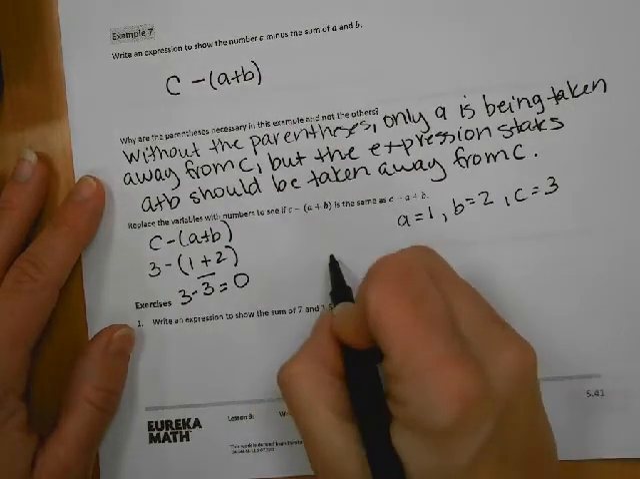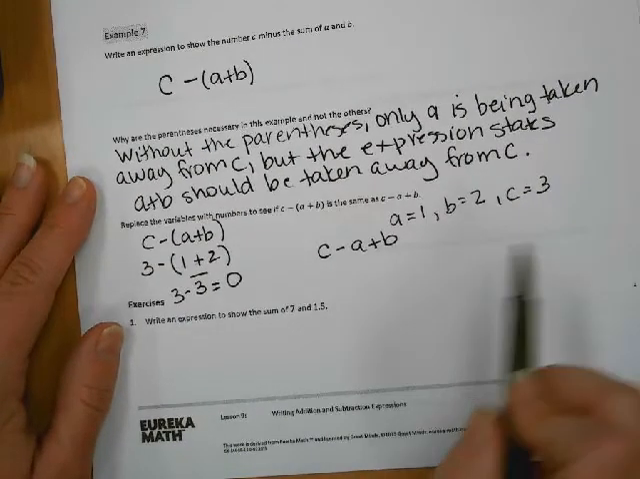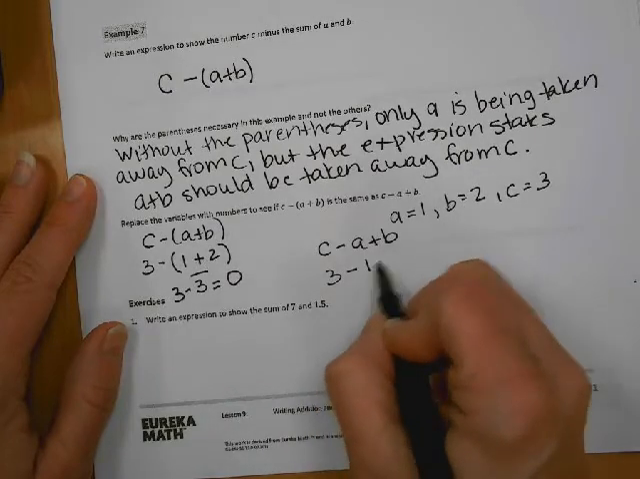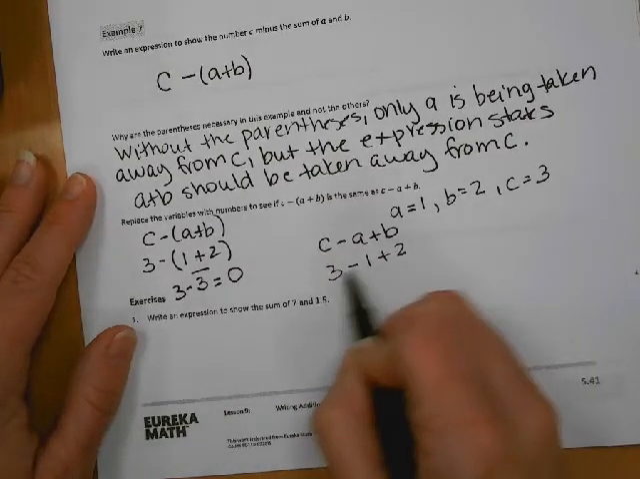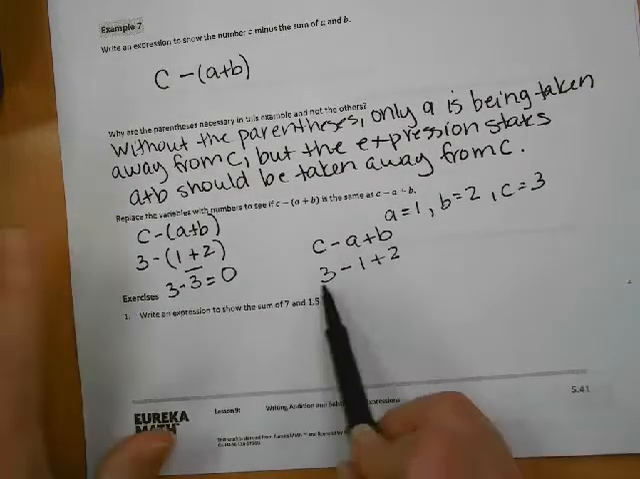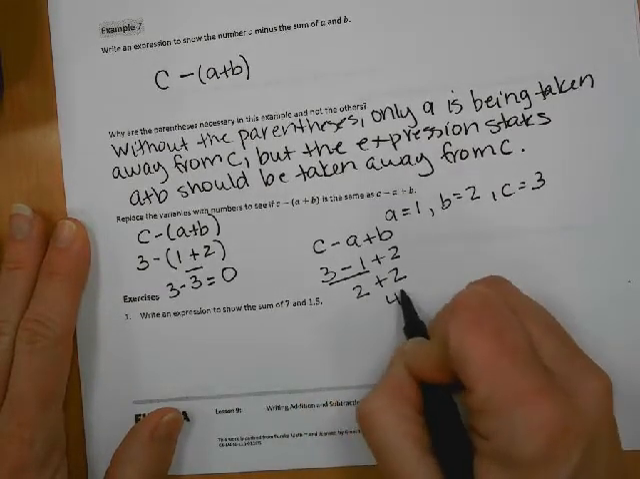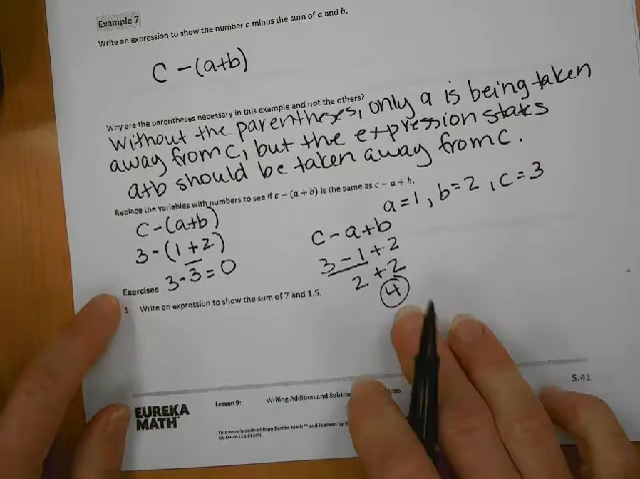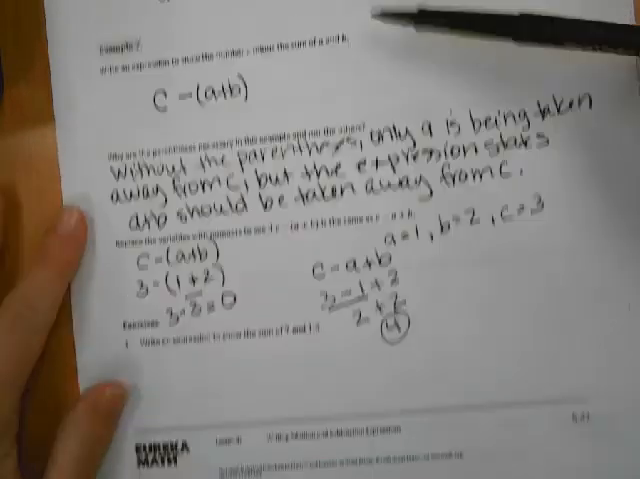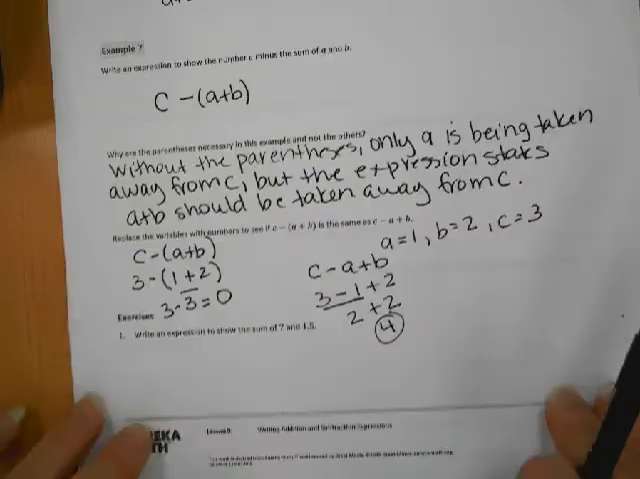So now if I have c minus a plus b, and again I replace a is 1, b is 2, c is 3, I have 3 minus 1 plus 2. So 3 minus 1 is what I would do first in this expression, because I always work left to right. So 3 minus 1 is 2, plus 2 is 4. So I did not come up with the same answer. So I want to make sure always that when they're giving me an expression in words and asking me to write it, if those parentheses are there, I need to use them.